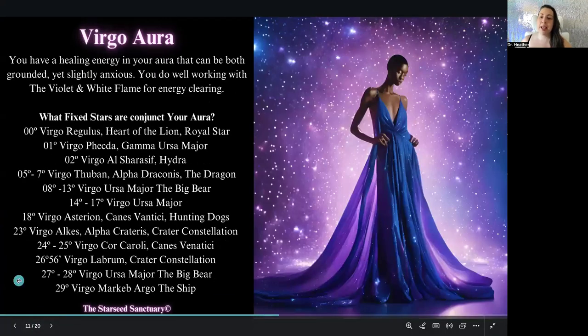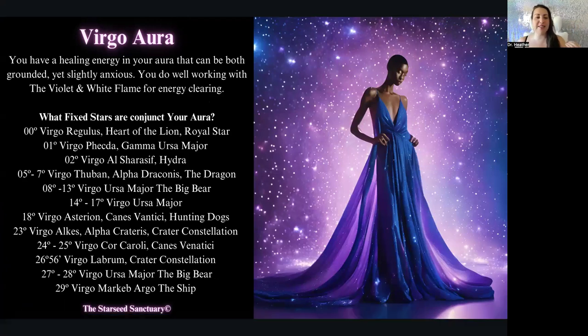Okay. Next up, we have the Virgo aura. So if your natal asteroid aura is in the sign of Virgo, when your aura is healthy, you are generally going to have beautiful healing frequencies in your energy field that can both be grounded and a little anxious at times. So you do really well working with the violet and the white flame for energy clearing, visualizing and running that through your energy field, even saying that aloud.